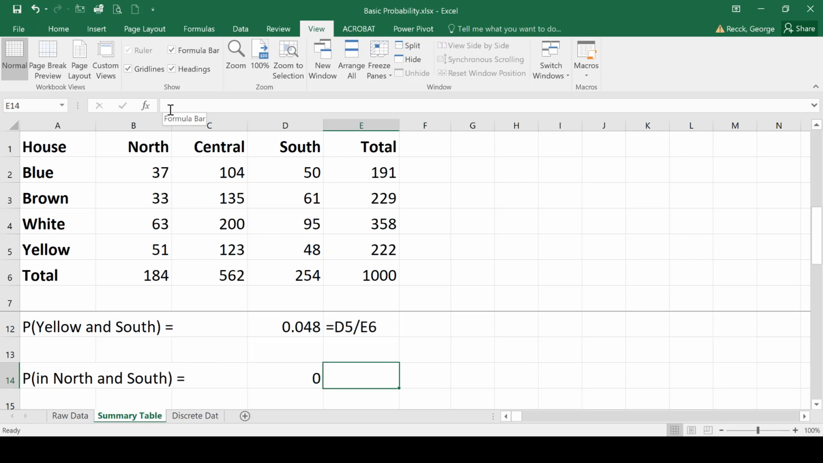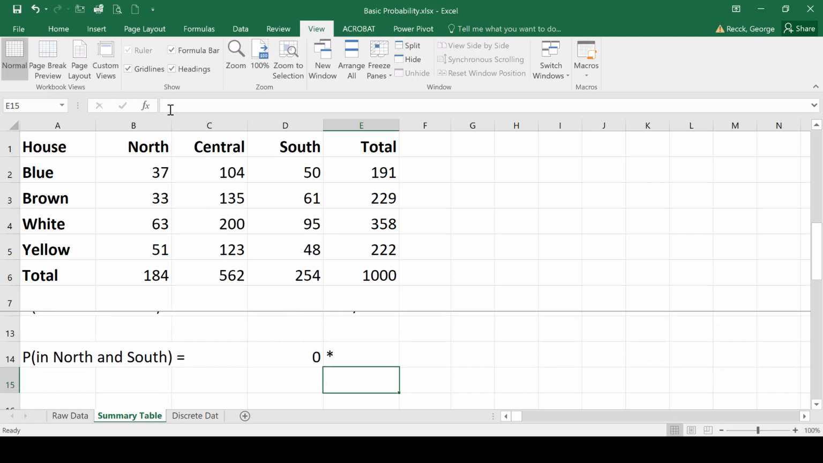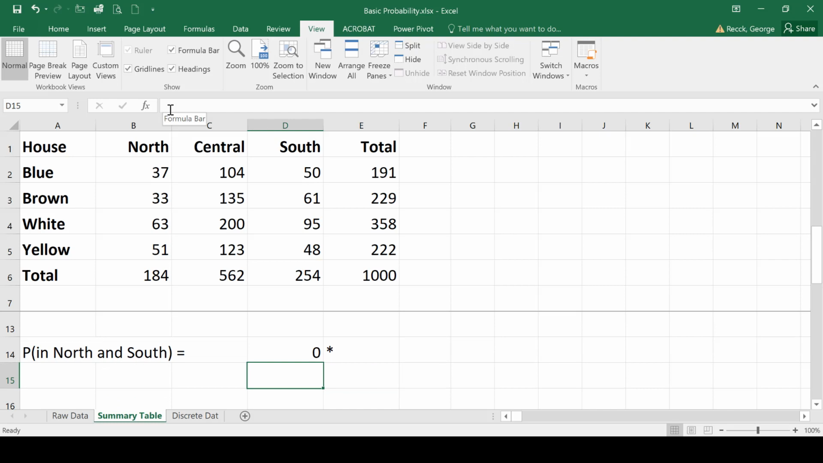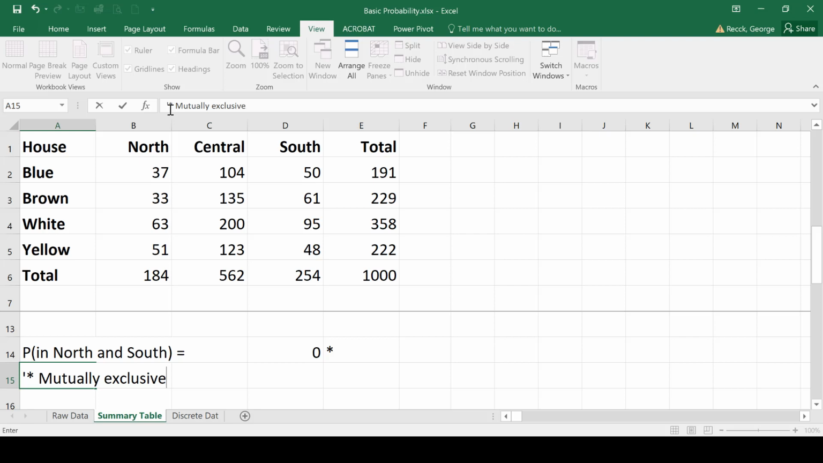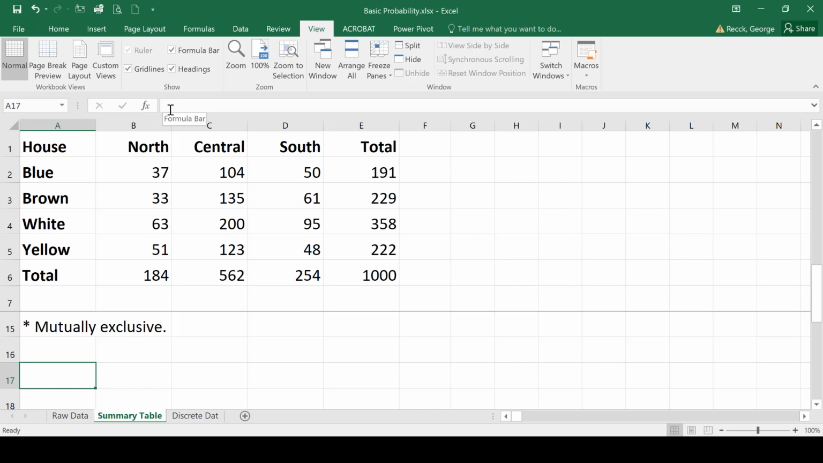contention in the news. So here I'm going to put a little asterisk next to that because we want to list that type of probability as what is often referred to as mutually exclusive. This means that both those individual events of north and south cannot happen at the same time.